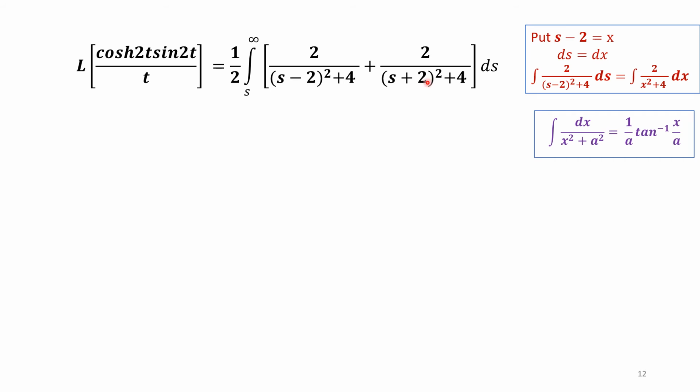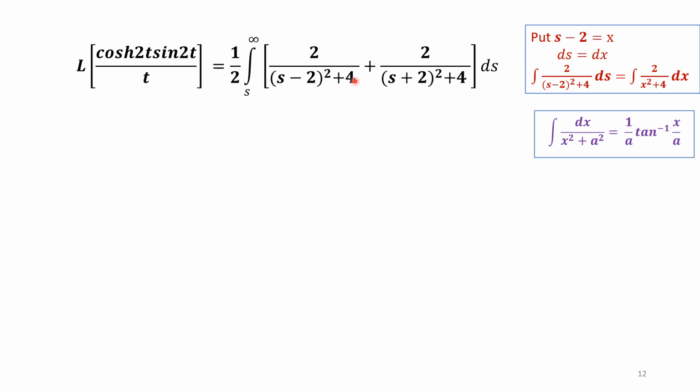In a similar way, if I take s plus 2 as some other variable, again this also will reduce to dx upon something plus a square. So both are in this form. Instead of x, we are having s minus 2 or s plus 2. The problem remains the same. Only thing, x is replaced by s minus 2, or here it is s plus 2. So making use of this formula for both the terms.